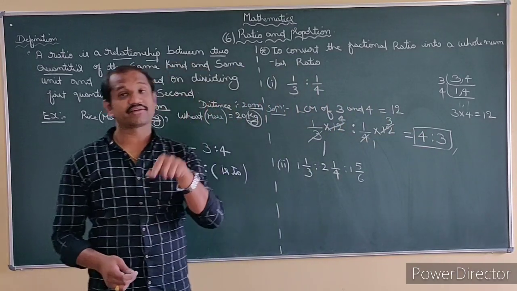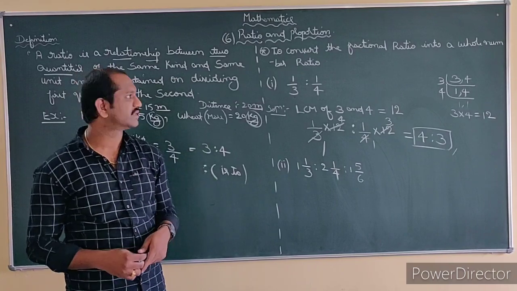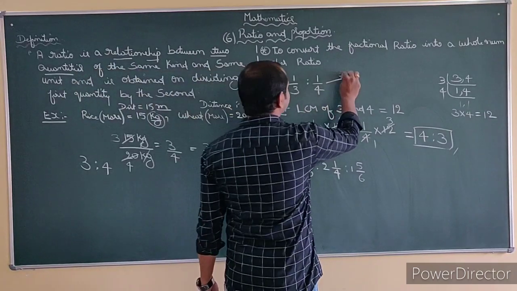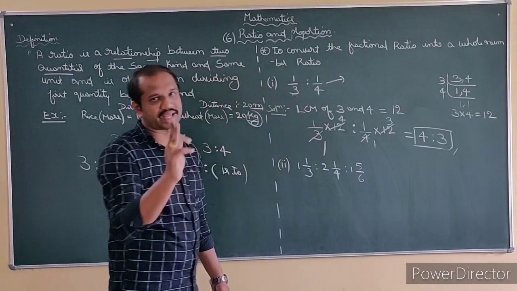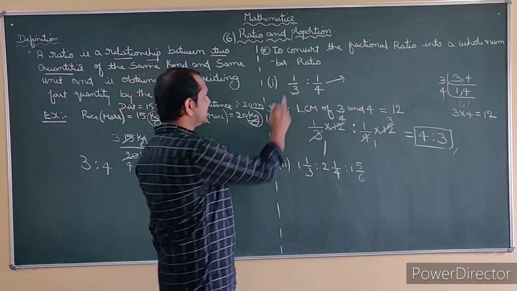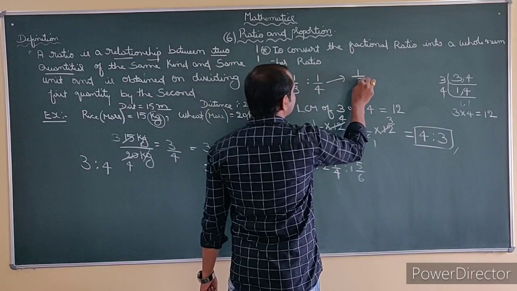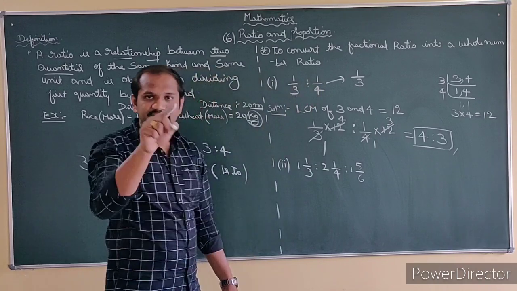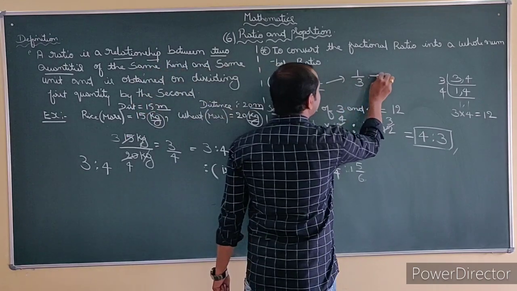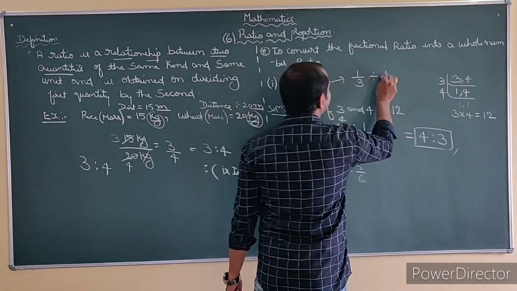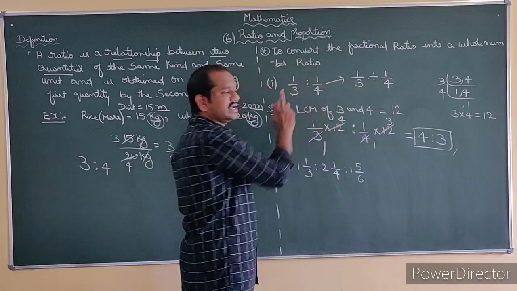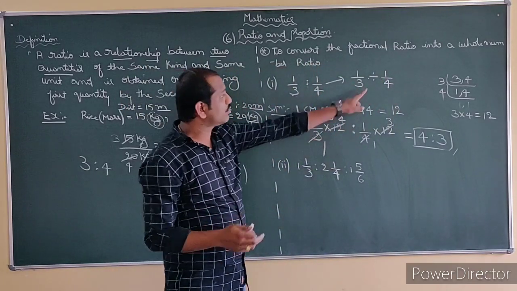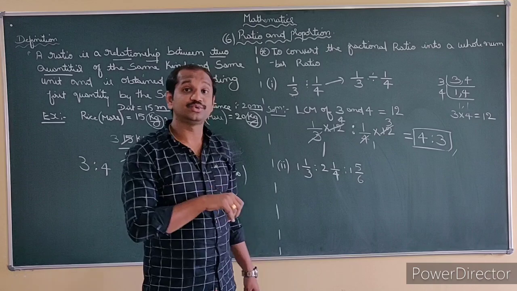Understand? So in your textbook they have given one more method also, you can try even that. I will show one more method. Only when you have two fractions given, how can you do it? It is 1 by 3 is to 1 by 4. Is to is nothing but divided by. See, division and is to are one and the same. Now it comes under fractions. How will you do it now?